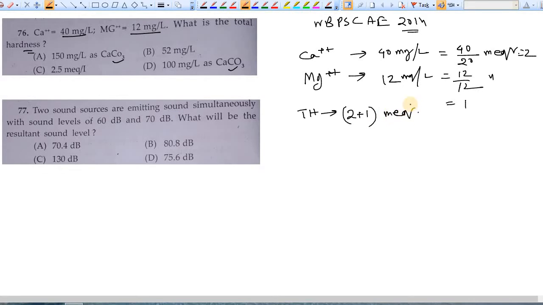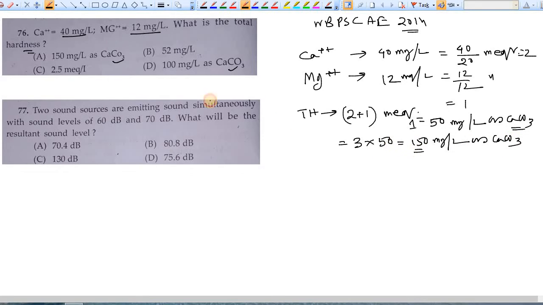So the total hardness of the solution is 2 plus 1 milli equivalent. And 1 milli equivalent is equal to 50 milligram per liter as CaCO3. So we have total hardness as 3 times 50 is equal to 150 mg per liter as CaCO3. So A is the correct answer.